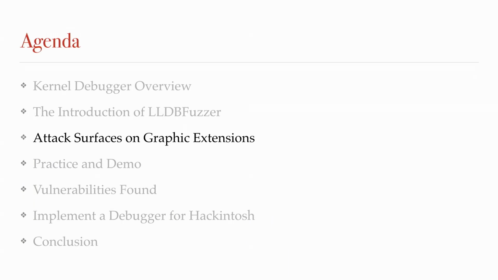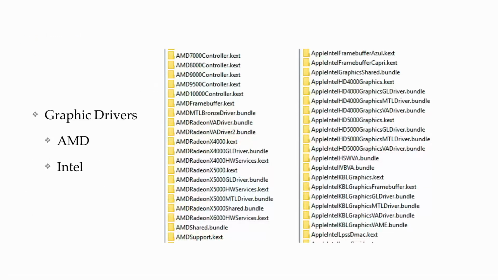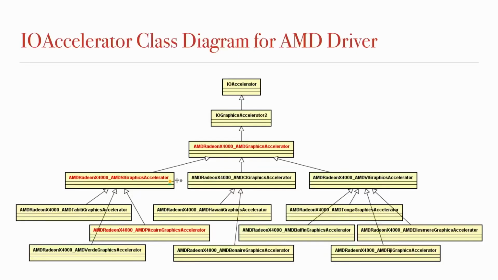I will introduce some attack surface on Apple graphic kernel extensions. Graphic extensions contain AMD series and Intel series. For each series, there are also many different extensions for different modules. This is our accelerator class diagram with the AMD Radeon X4000 extension. We can see that there are many different kinds of implementations even in one series. And the red ones are the real implementation classes working on my Mac Pro.